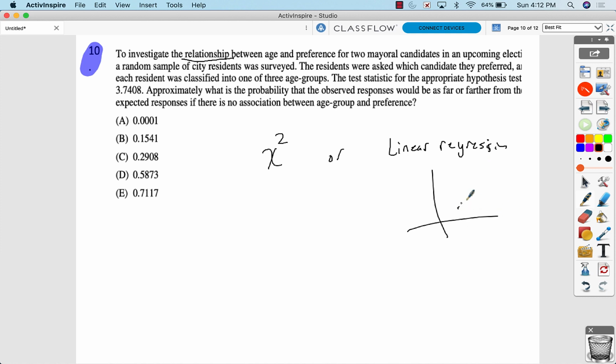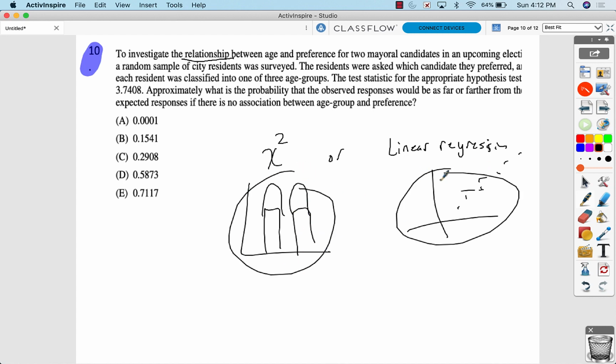Because that's a relationship. It could be like a segmented bar graph. That's a relationship. So it's either a chi-square or a linear regression. Linear regression is for quantitative data, and chi-square is for categorical data.